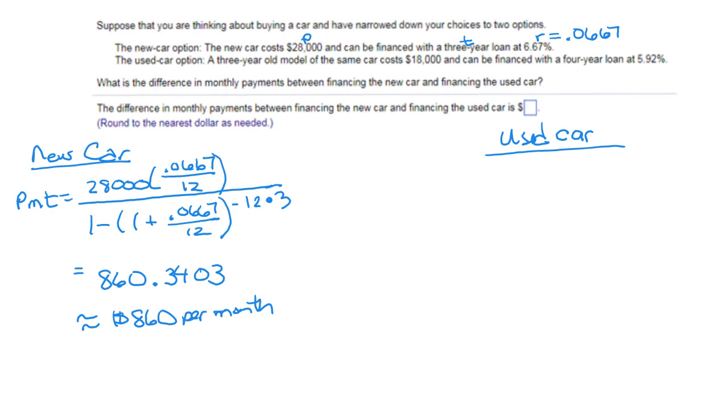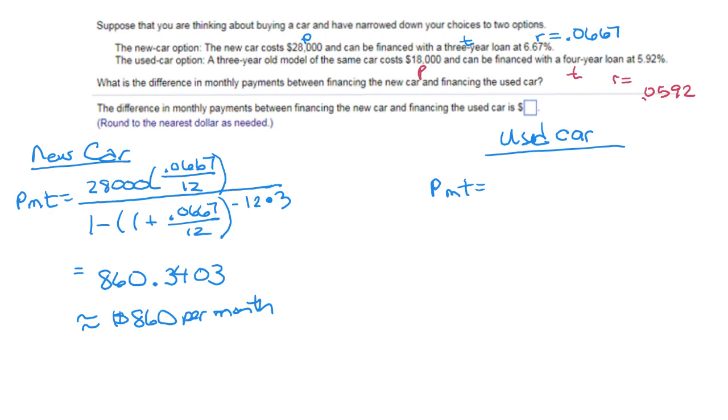So the used car option, let's see. We have P is $18,000. It's to be financed for 4 years. T is 4 at an interest rate of 0.0592. So 0.0592 for the interest rate.